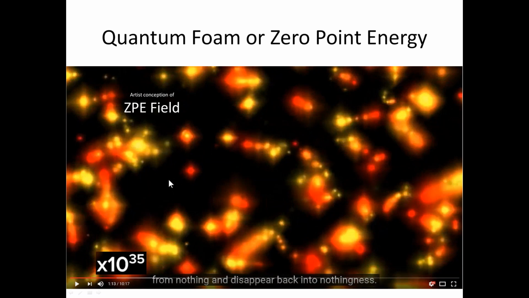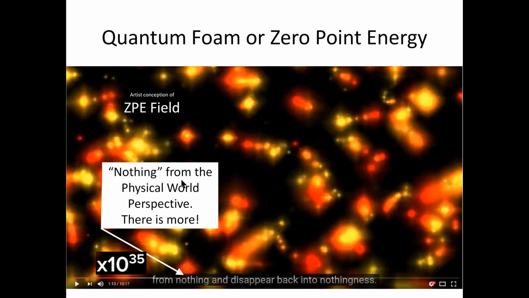Now, this came not from Los Alamos, but from one of the labs. They were talking about a video, and I showed it in another webinar. They're talking about what this zero-point energy field has: enormous amounts of energy in it, as much as the fireball energies of a nuclear explosion. But it blinks in and out, in and out, very, very fast. What they're saying is it comes from nothing and disappears back into nothingness.